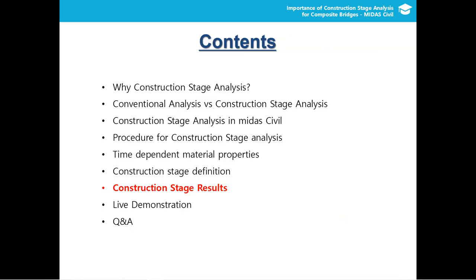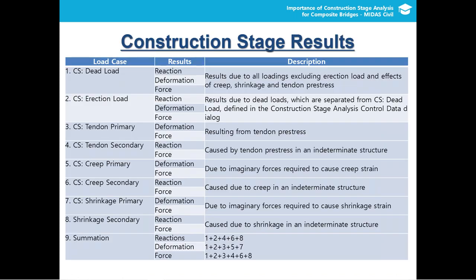Now let's take a look into the construction stage results. Construction stage results are separated in order to be easier to read, and we can read results for the dead loads, the erection loads, and also results coming from the pre-stress, creep, shrinkage, both in their primary and secondary effects. And all of these can be read together with their summation in order to have the results from the total effect on the elements.